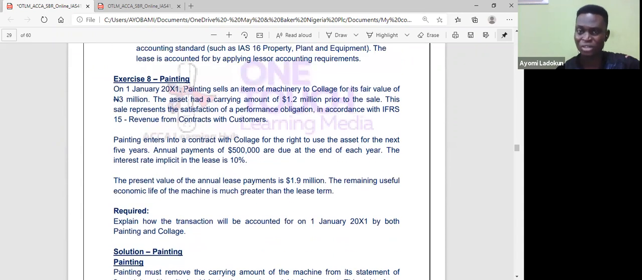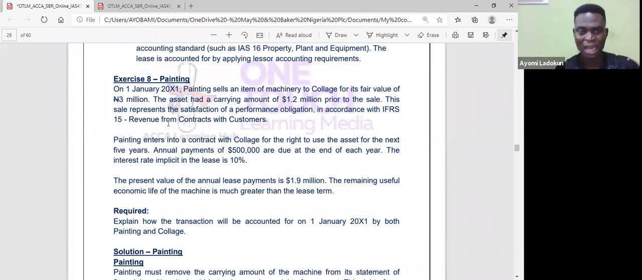On 1st January 2021, Painting sells an item of machinery to Cottage at its fair value of 3 million. Did you see? It's sold at its fair value. It is possible I sell above the fair value. If I sell above the fair value, that addition is treated as additional financing. I am coming there. If I sell below the fair value, the difference between the fair value and the amount I have sold it for is treated as prepayment. Once you learn those, that's the end of sale and leaseback.